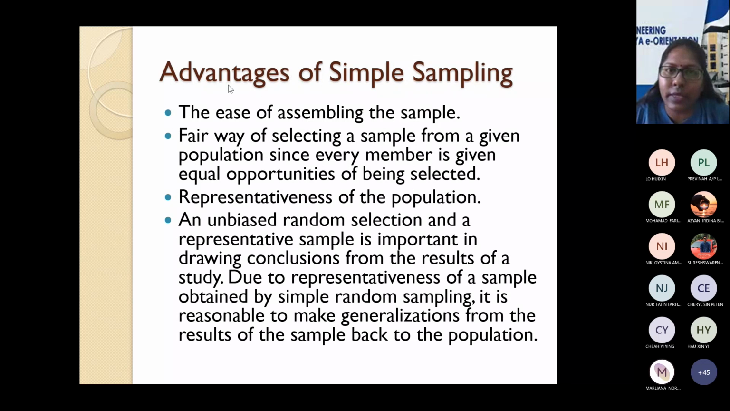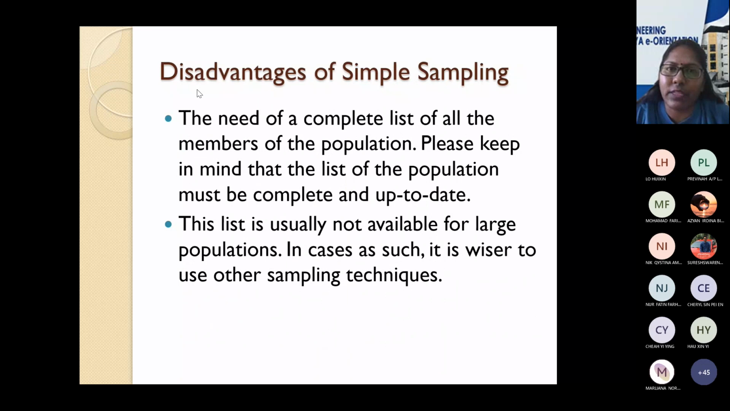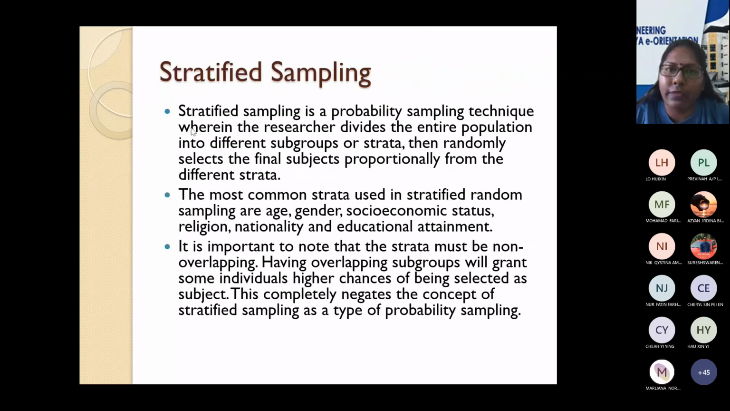Okay, so these are the advantages. It is representative of the whole population because you are fairly choosing it. Then it also has disadvantages, because it needs a complete list of all members of the population, which is usually not available.